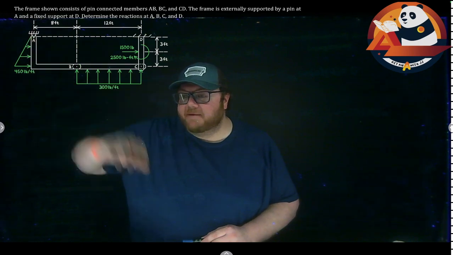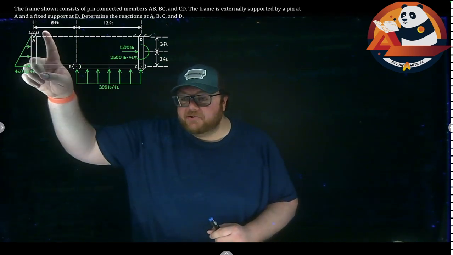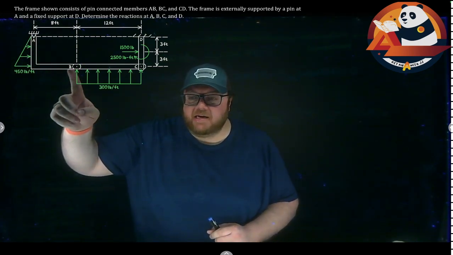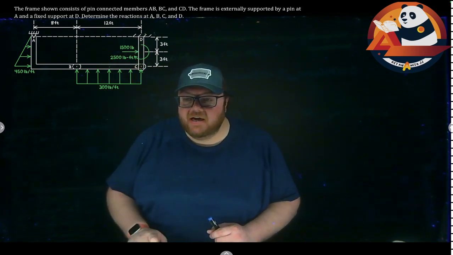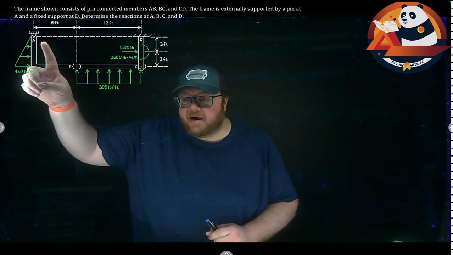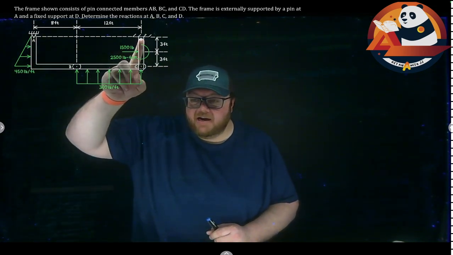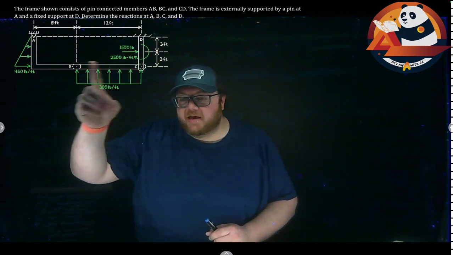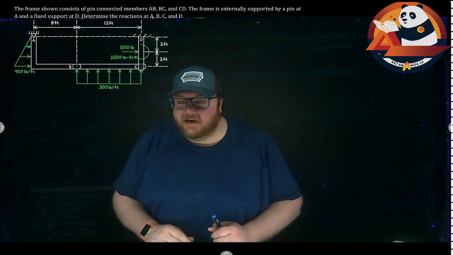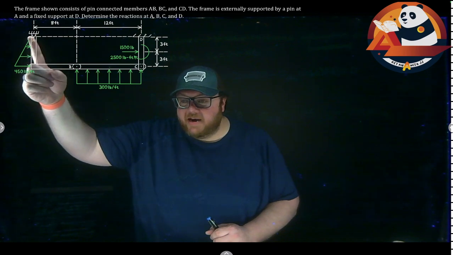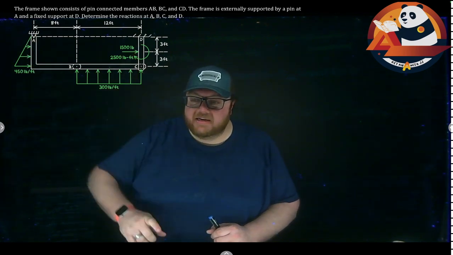Let's go ahead and tackle an example problem. So we have our frame shown here. We have members AB, BC, and CD. It is externally supported by a pin at A and a fixed support at D. And then we pin them together at B and at C. And we want to figure out what's going on at every location: A, B, C, and D.